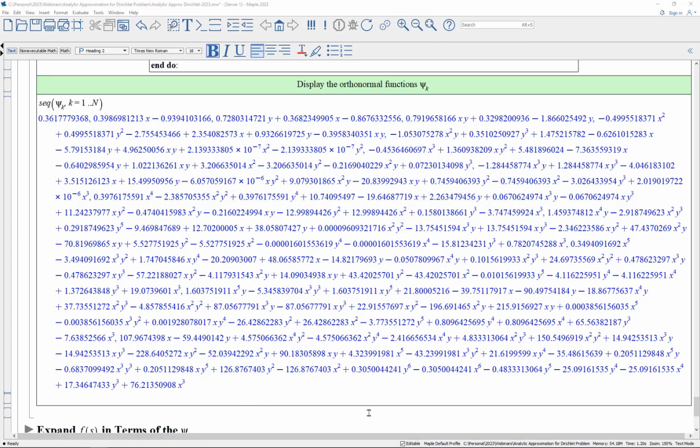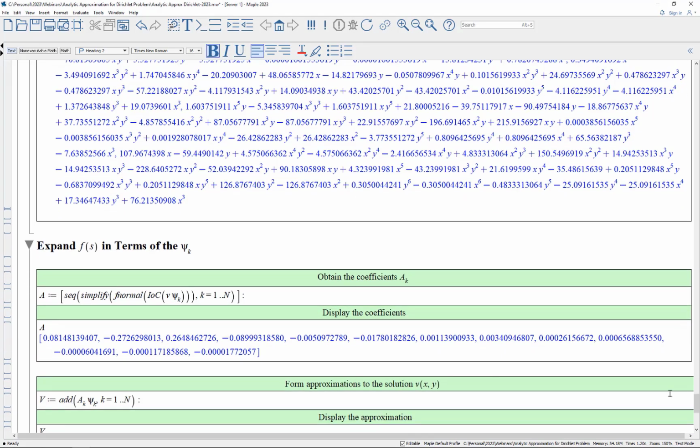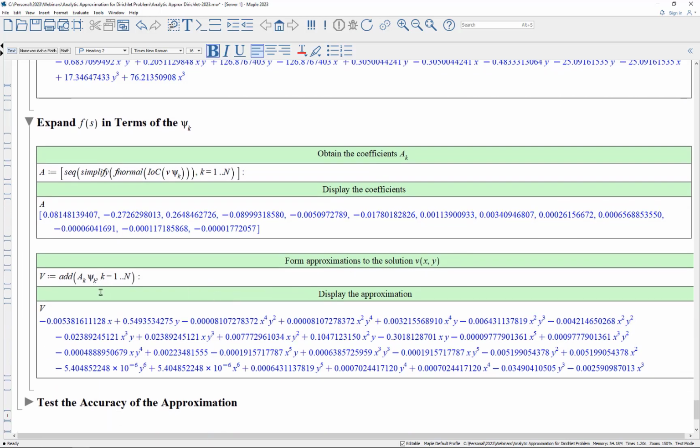The next step is to expand the boundary function in terms of the psi k's. That gives us these coefficients A. So again, I use this integrate on the complete contour. You put V, the integrate, the path in command hiding in here is smart enough to evaluate V on the boundary. An F normal and a simplify knocks out stuff that's almost zero and renders these things as floats. So here are the coefficients. From the coefficients, you make this linear combination. Those are the coefficients with the psi k's. That gives us this approximation. V, this is what the approximation looks like.